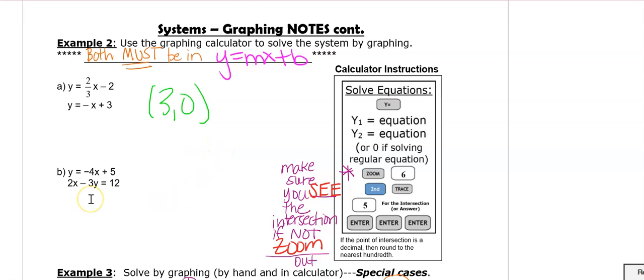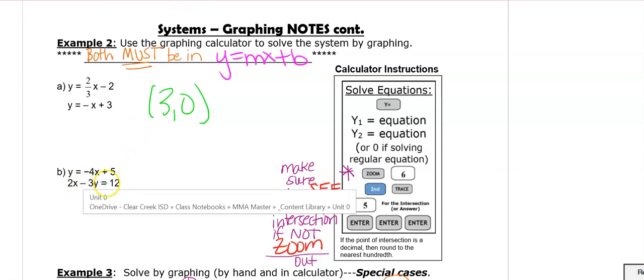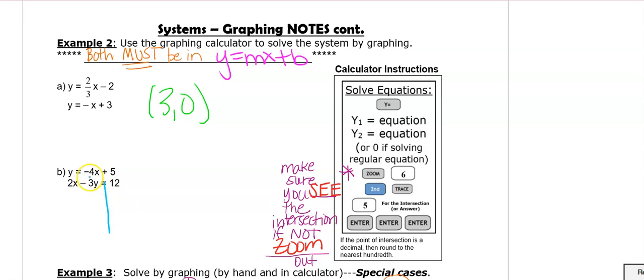And the first thing we have to do on the next one is put the second problem into y equals. It is a little bit of extra work, but the calculator does the bulk of it for us. So that's not too bad. So if I want negative 3y by itself, I need to get rid of the 2x. I can't put the 12 and the 2x together because they don't have the same last name.